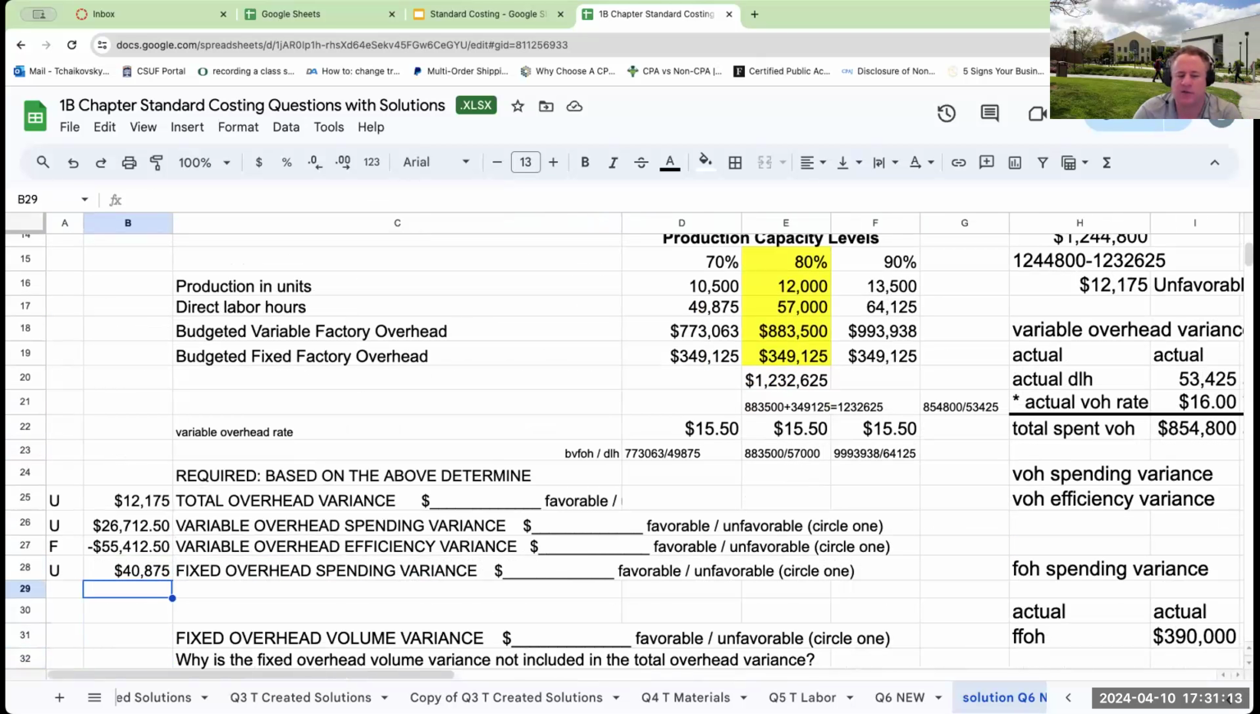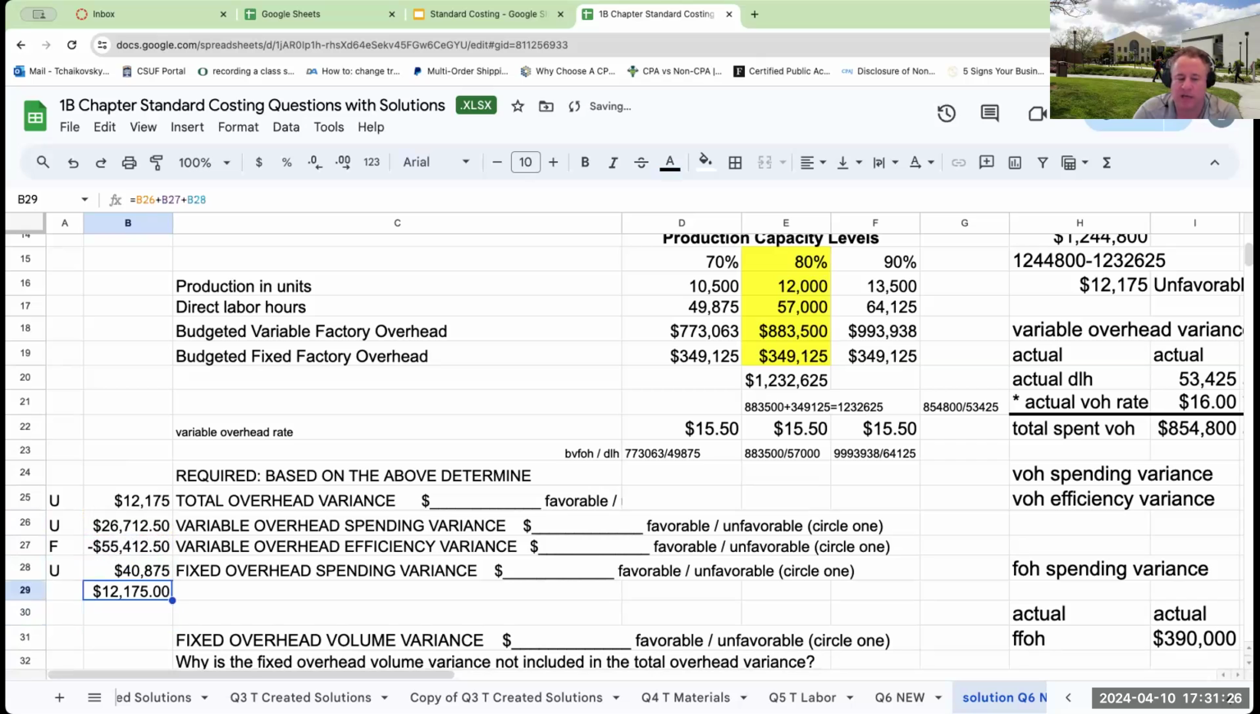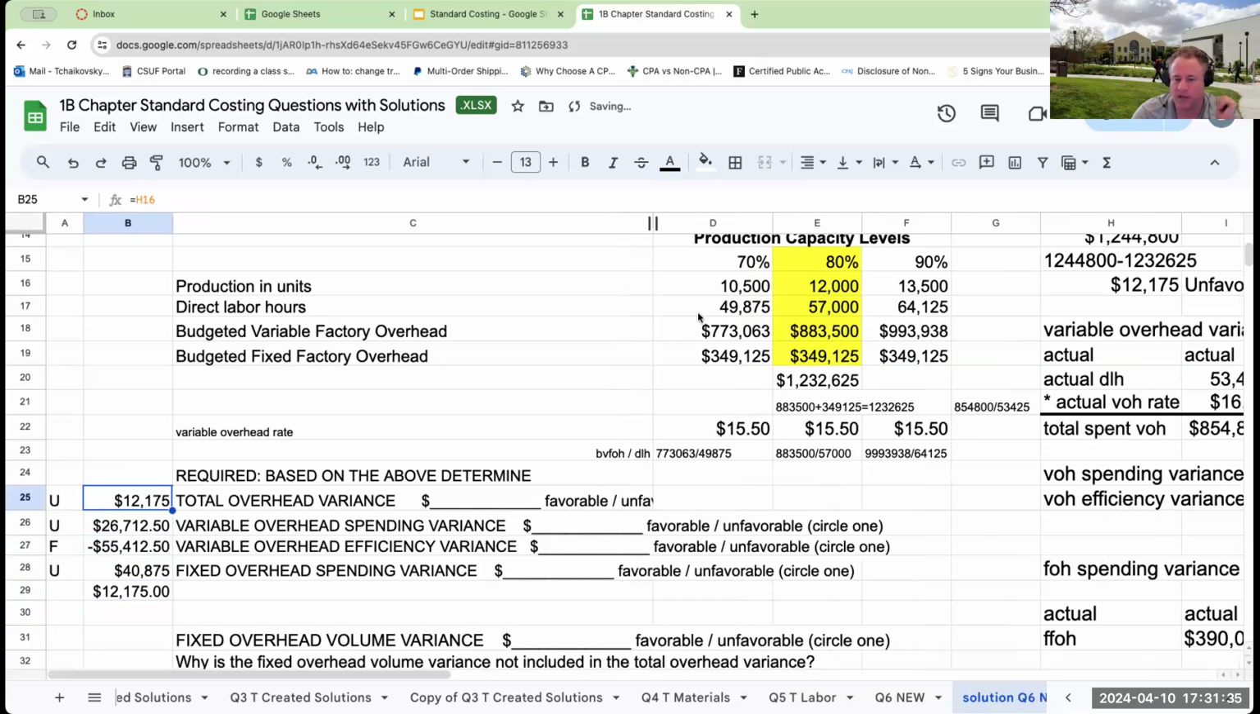Now, the big question is did we do this correctly? Well, if I add up the variable overhead spending variance plus the variable overhead efficiency variance plus the fixed overhead spending variance, I get 12,175. Does that equal our total overhead variance? And the answer is yes, it does, right? So it's exciting. Okay, so we have this over here and we've done the main part of the problem.